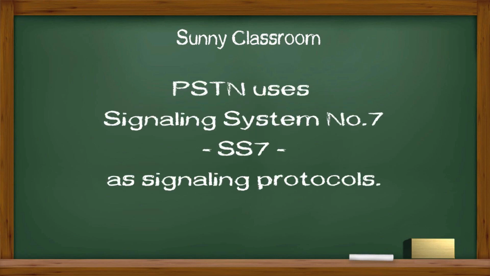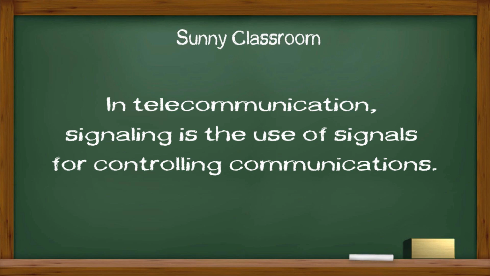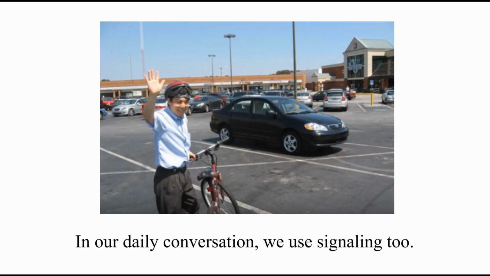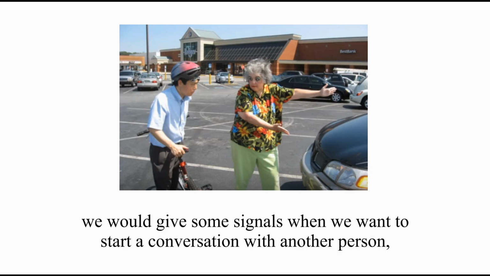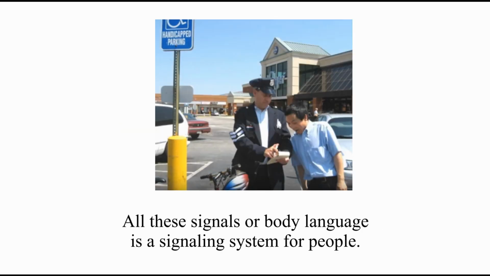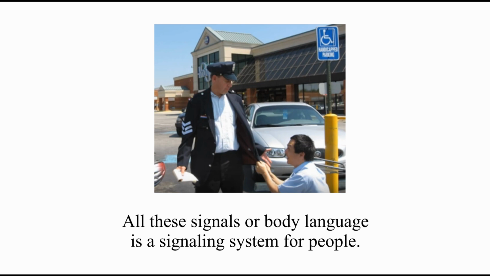PSTN uses Signaling System number 7, SS7, as a signaling protocol. In telecommunication, signaling is the use of signals for controlling communications. In our daily conversation, we use signaling too. For example, we call these signals or body language a signaling system for people.